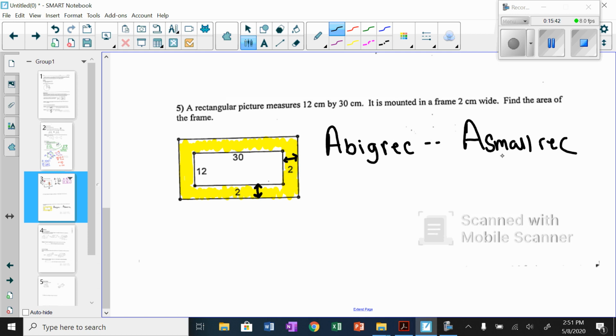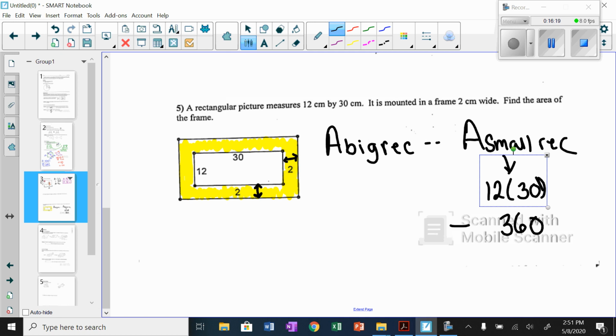All right, so the area of the small rectangle is going to be pretty easy to find. We know it's base times height, so we got 12 times 30. So the area of the small rectangle is going to be 360. There we go.